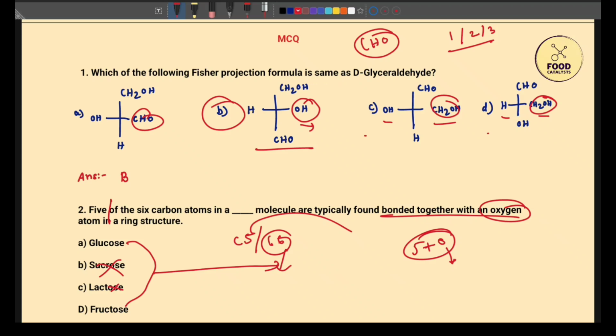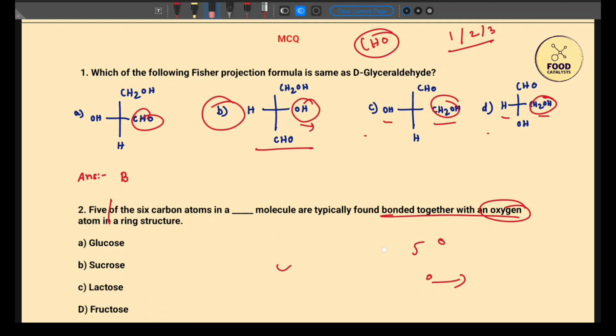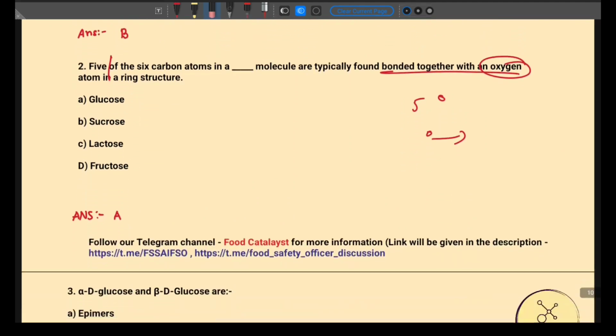And what is that ring? We have already seen it is a pyranose ring. So what is the compound? It is glucose. If it is a 4 carbon ring with an oxygen, it is a furanose ring and it is fructose. So we have already seen this. So the answer is actually A. Answer is A, glucose. Okay.